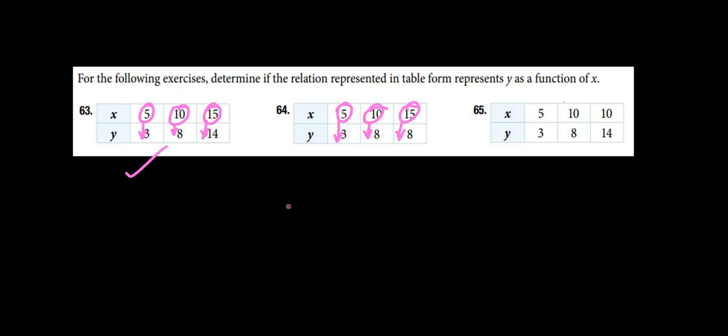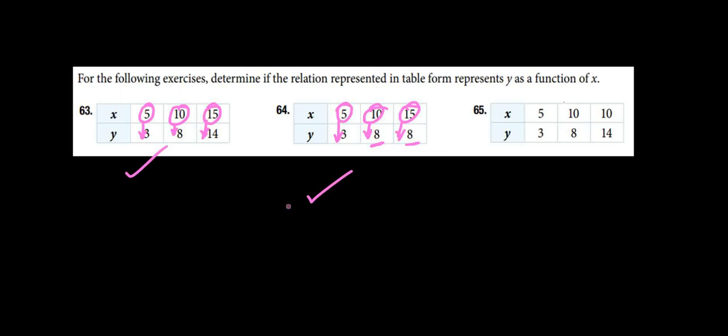As you can see, this is 8 and this is 8. So 10 being an input value has 8 as the output value, and 15 being an input value has 8. It doesn't really matter. As long as one input value has exactly one output value, it is a function. Question 64 is therefore a function.